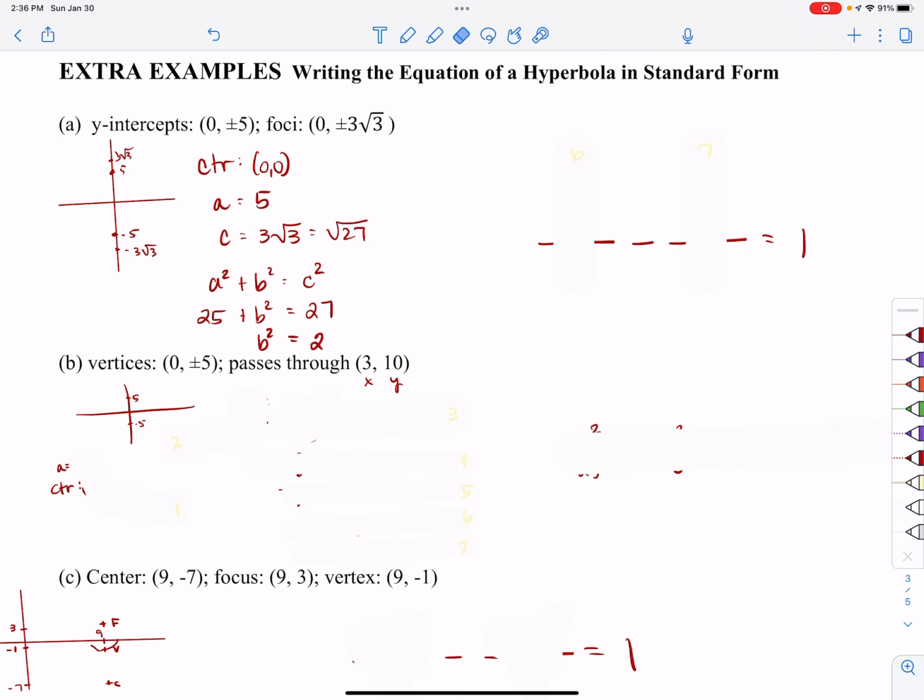So in order to write an equation, I need my h, my k, my a, and my b, and I now have all of those things. Remember, this is a vertical hyperbola, so that means that our y's are going to be in the positive fraction. So y minus 0 squared, and I don't need that -0, over my a squared, which is 25, minus x squared over my b squared, which is 2, is equal to 1.